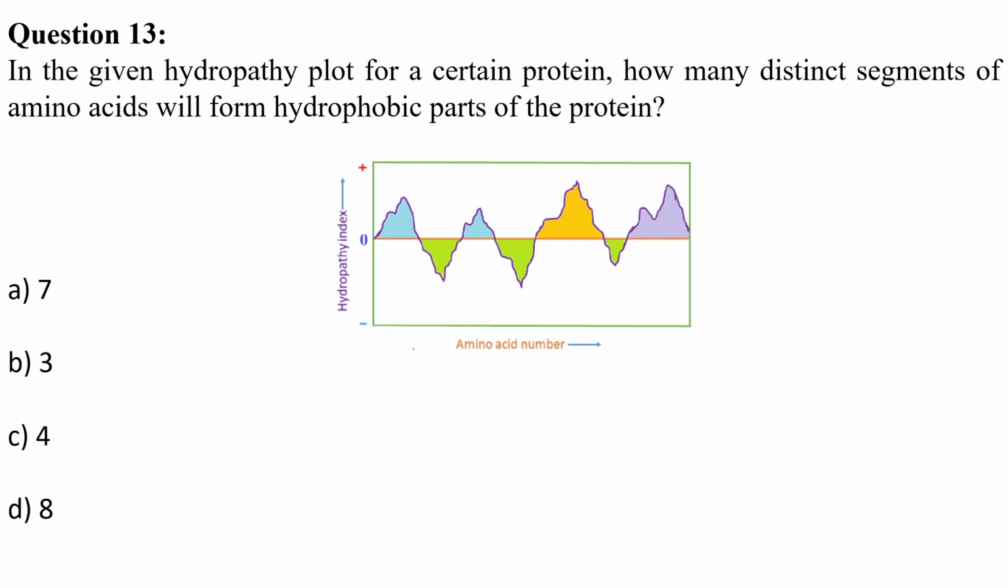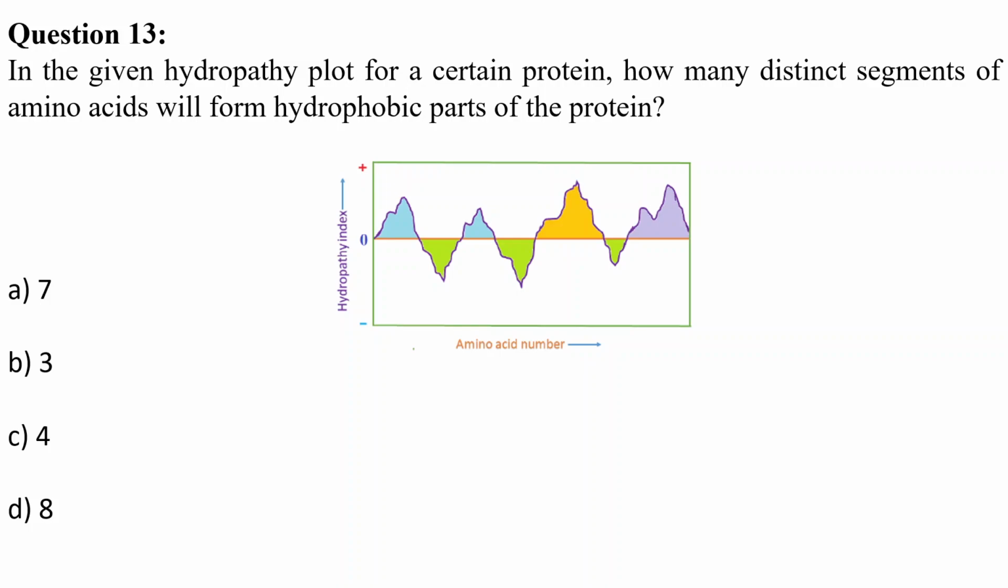Okay, so moving on to the next question, question number 13. In the given hydropathy plot for a certain protein, how many distinct segments of amino acids will form hydrophobic parts of the protein? I have discussed the hydropathy index and Kyte-Doolittle plot in the previous session also, so you should be able to answer this.